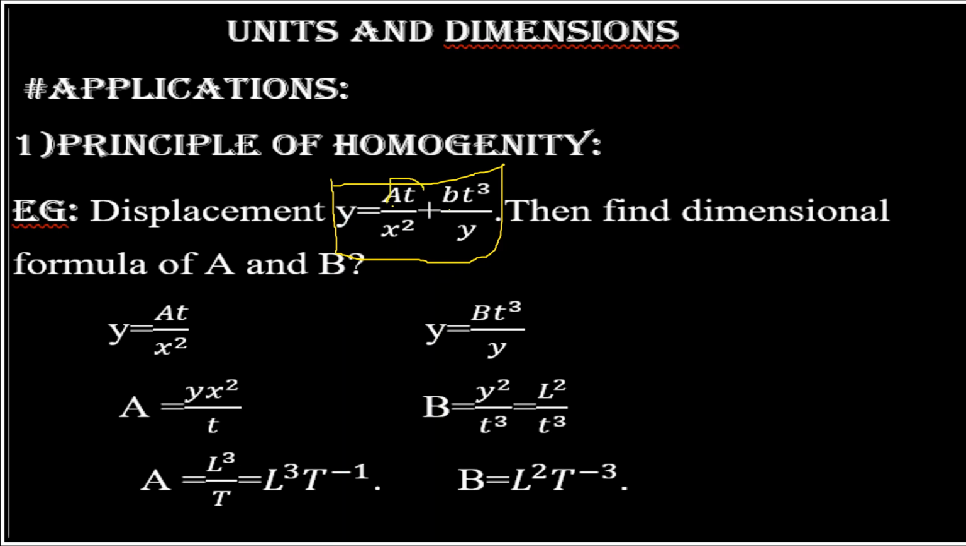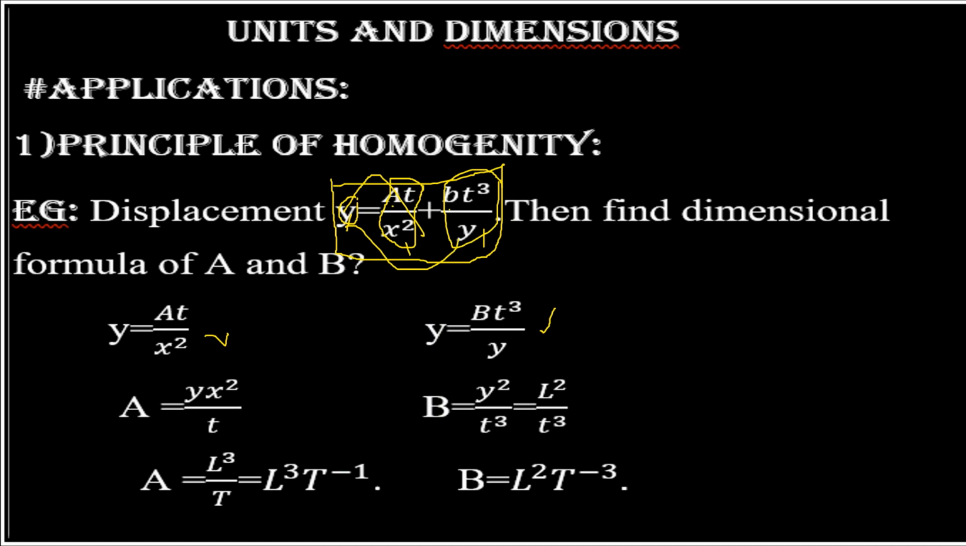The dimensional formula of at by x square and bt cube by y is equal to y. Based on this, that's homogeneity. The dimensional formula of both of these will be equal to this. Using that, we derive the dimensional formula of A and B separately. See, we separated it into these two. y equals at by x square, this is one. For this, y equals bt cube by y, this is separate for these two.